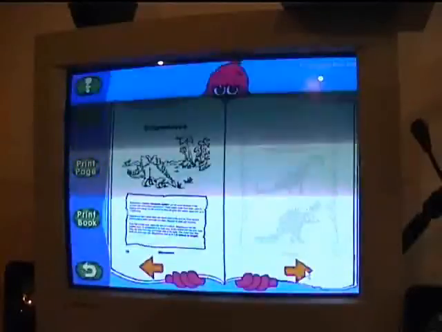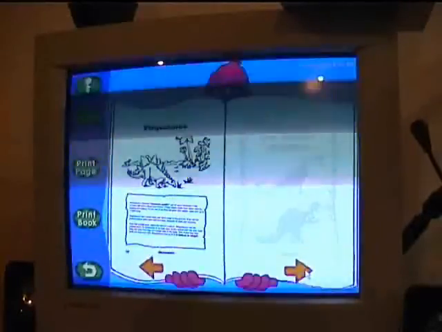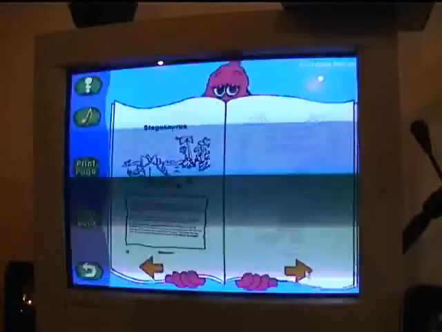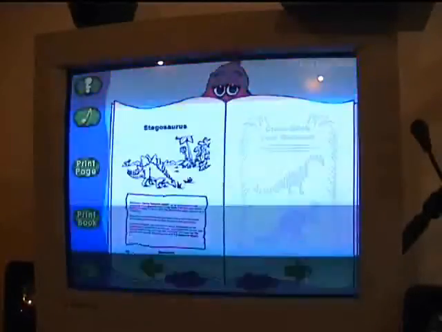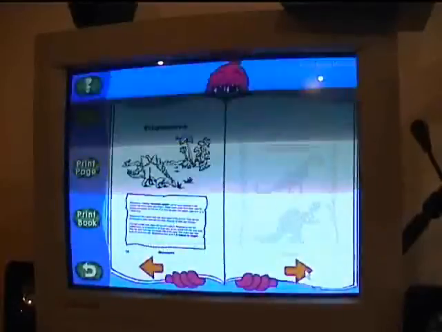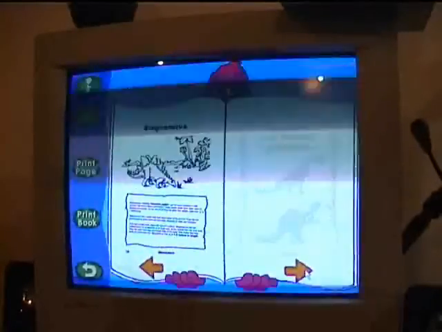Page 18. Stegosaurus. Stegosaurus, meaning covered reptile, got its name because it was covered with horny plates and armour. These plates could have been used for heating and cooling. On the end of its thick tail grew 4 spikes, each one up to 1 metre long.